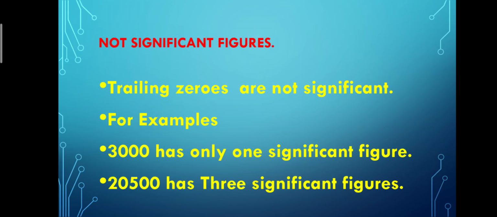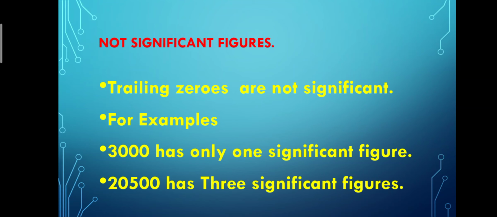Rule 4. Trailing zeros are not significant. For example, 300 has only one significant figure, this 3. Similarly, 20500 has 3 significant figures because trailing zeros in a whole number with no decimal are not significant.